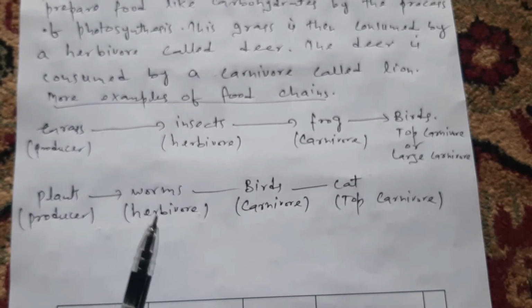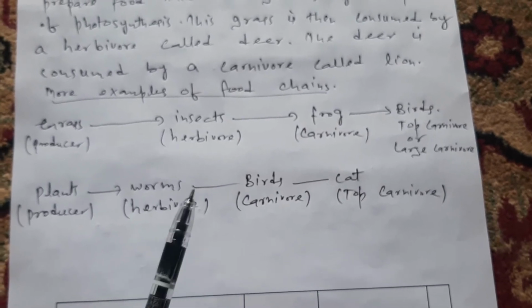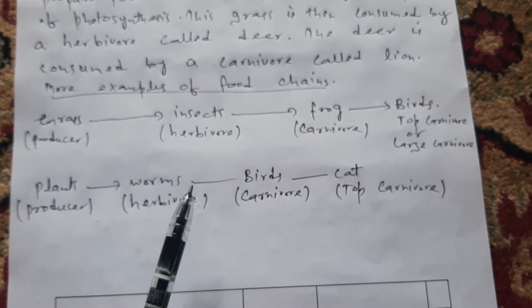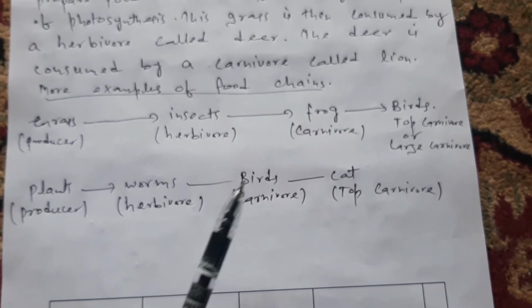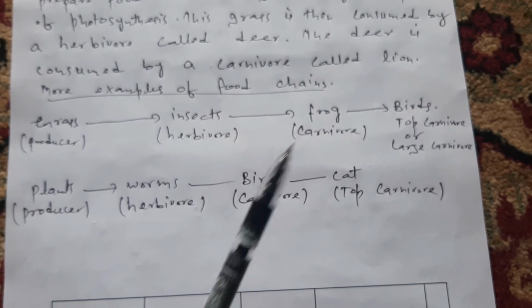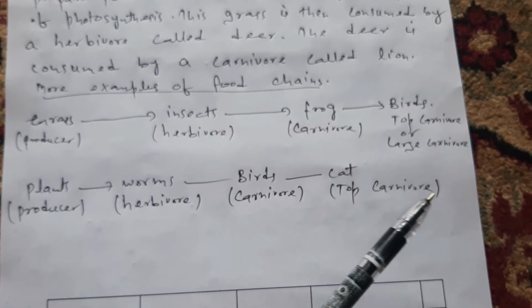Another example, plants are producers. These plants are eaten up by worms. Worms are herbivores. These worms are eaten up by birds. Birds are carnivores. Birds are then eaten by cat. Cat is a top carnivore.